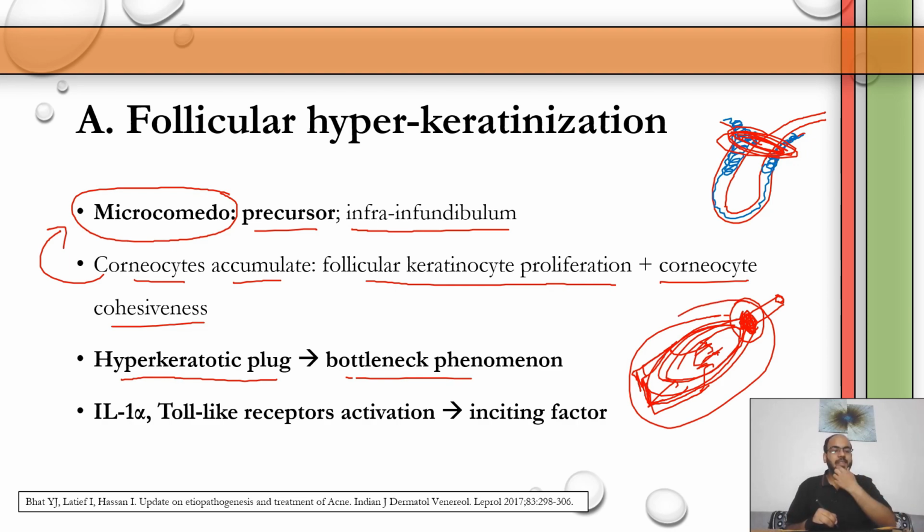Now, in many articles, they implicate interleukin 1 alpha and toll-like receptor activation as the first trigger points for microcomedone formation. So, if any question comes, what are the trigger points for microcomedone formation? You will start with the corneocyte properties like increased proliferation of follicular keratinocytes and increased corneocyte cohesiveness, which might be triggered by interleukin 1 alpha and toll-like receptor activation. Okay, let's move forward.